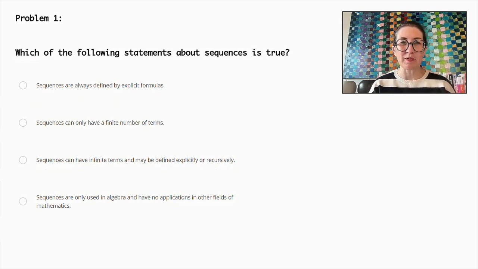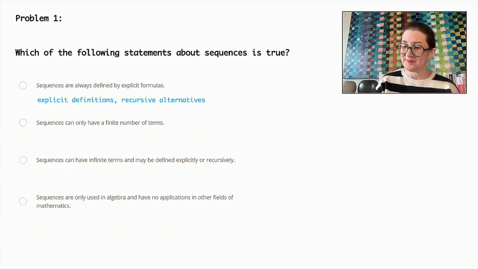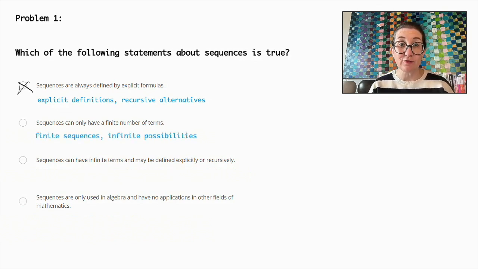Let's clarify some common misconceptions about sequences. First, sequences are not always defined by explicit formulas. They can also be defined recursively, where each term depends on the previous ones. Second, sequences are not limited to a finite number of terms. They can be infinite, like the sequence of natural numbers. Lastly, sequences are not only used in algebra, they are utilized in calculus, number theory, computer science, and many other areas.